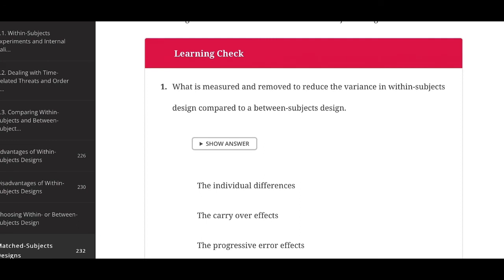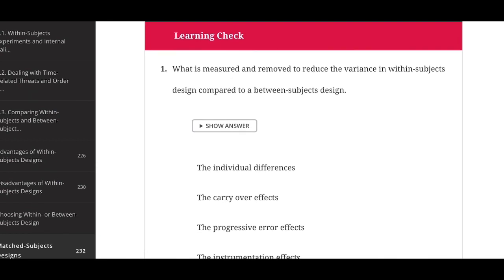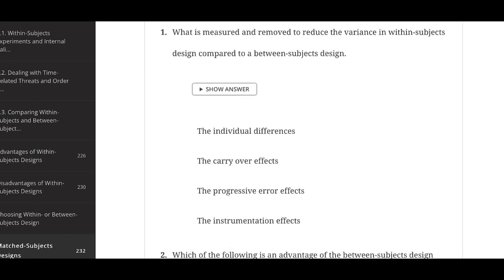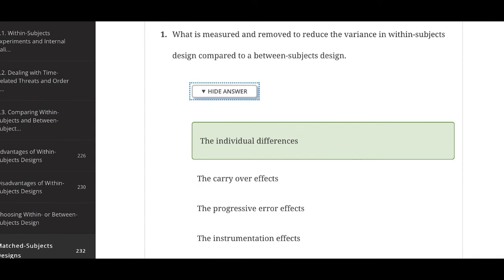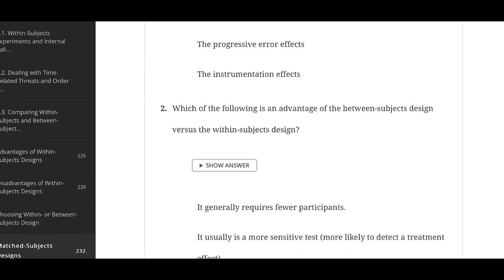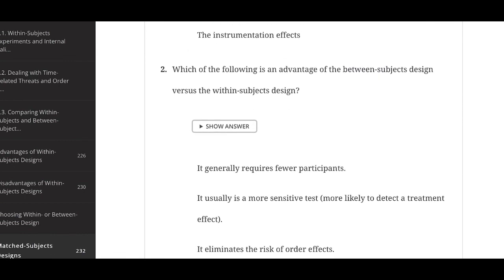Here's our learning check from our chapter. What is measured and removed to reduce the variance in within subjects design compared to between subjects design? Remember, what is being removed is those individual differences, right? In the between subjects design, that's what the concern is. Within subjects, you can eliminate the individual differences and you can also remove and reduce it as well. And we talked about that in those tables and those graphs.